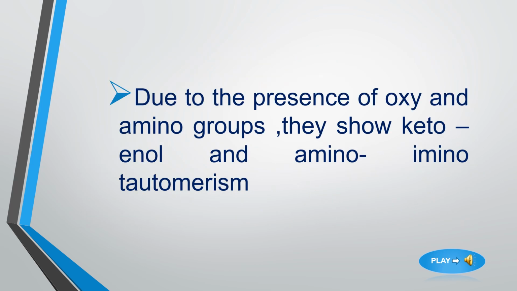Due to the presence of oxy and amino groups, pyrimidine bases show two types of tautomerism: keto-enol and amino-imino tautomerism.